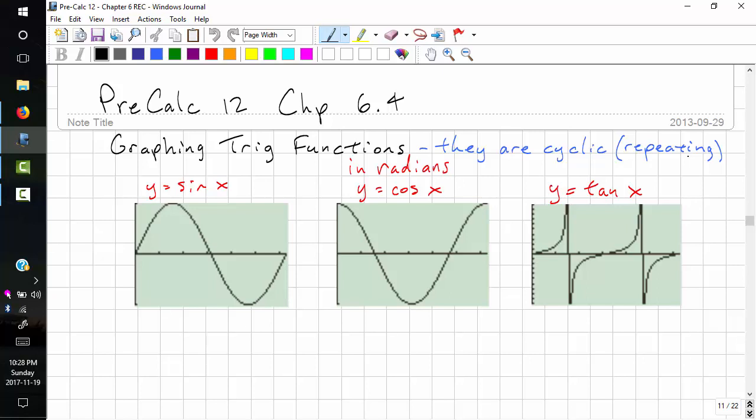So here we have a graph of y equals sine x, y equals cos x, y equals tan x. So you should understand these shapes. Sine starts at 0, goes up, goes down, back to 0, and this is one cycle. And the length of one cycle is called the period. And this is 2 pi using radians.